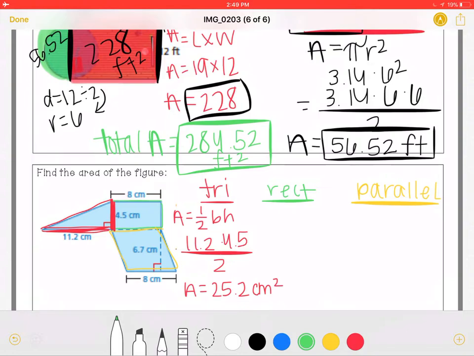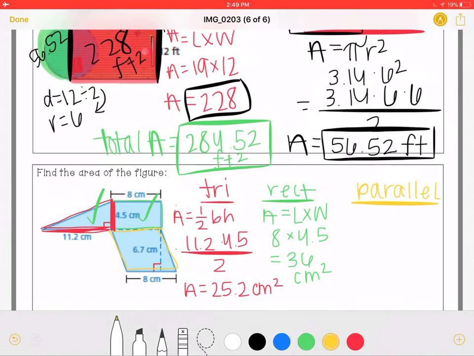We're not done. We have to find the area of our rectangle next. Remember, area of a rectangle equals length times width. Our length is 8, and our width is 4.5. When I multiply them together, I get an area of the rectangle of 36 centimeters squared. So I have 2 shapes done so far. My last one is the parallelogram.